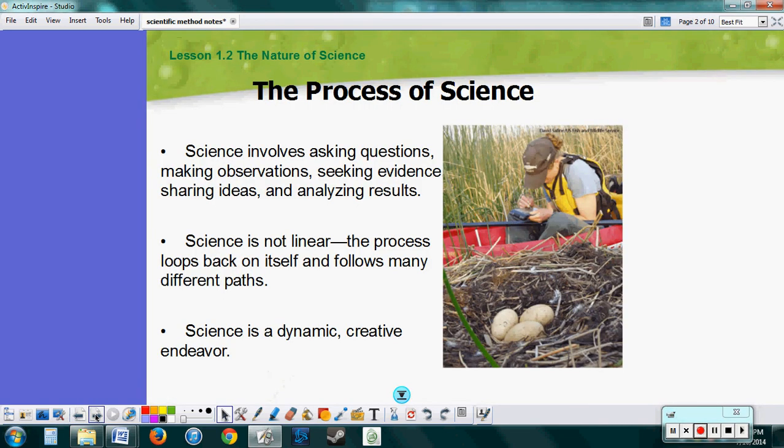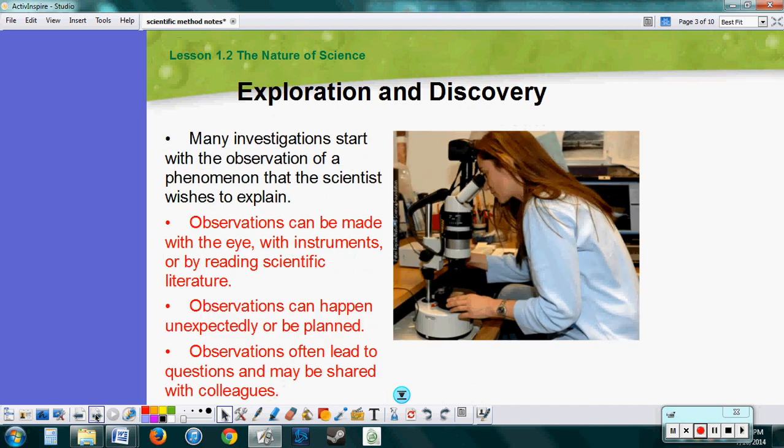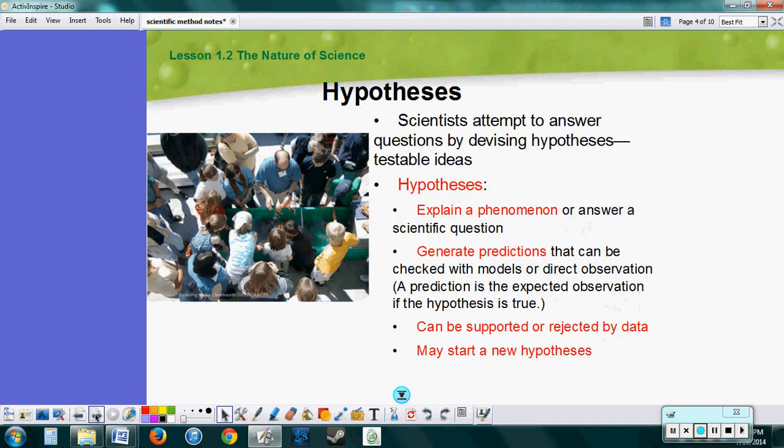Process of science. Yeah, we're going back to scientific method. I know you've covered it a million times, but you guys never remember it. So we're looking at observations. Observations being made with your naked eye, with instruments. You need to make sure that you're doing this quantitatively and qualitatively, so that you can record what happens unexpectedly, and you can also share this with colleagues.